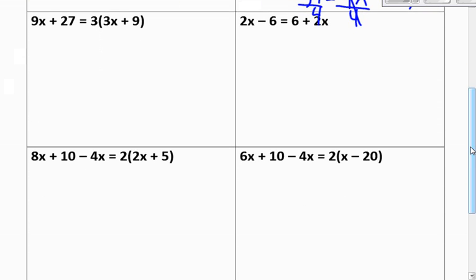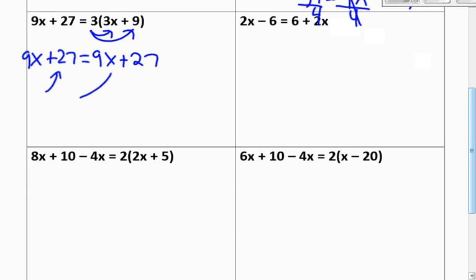Show your answer. For this one, again, distributive property, you have 3 times 3x, which is 9x, and 3 times 9, which is 27. And then bring the rest of it down on the other side. Put the equal sign, don't forget it. You have the same thing on both sides, so you have infinitely many solutions.